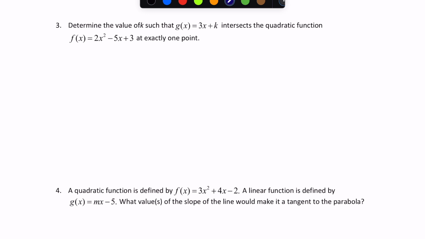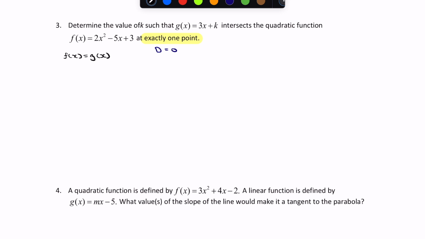Okay, so here it says determine the value of k such that g of x is equal to 3x plus k intersects the quadratic function f of x is equal to 2x squared minus 5x plus 3 at exactly 1 point. And so here we know that if it intersects at exactly 1 point, that means that the discriminant will be equal to 0. First thing we're going to do is, again, we're going to equate f of x to g of x.